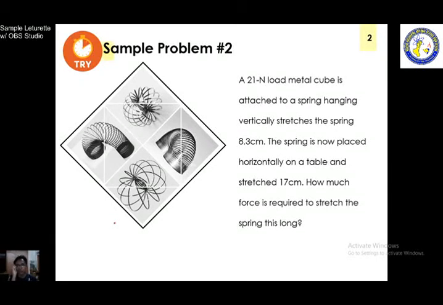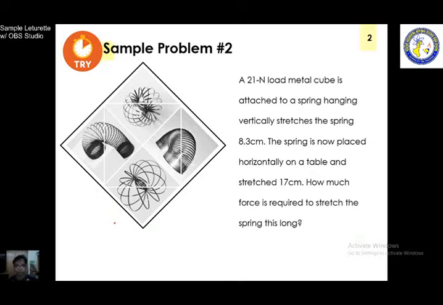A 21 newton load metal cube is attached to a spring hanging vertically, and it stretches the spring by 8.3 centimeters. The spring is now placed horizontally on a table and stretched 17 centimeters. How much force is required to stretch the spring this long? Before moving to the next part of the video, I want you to try solving this sample problem on your own, and please pause the video for about 5 minutes.